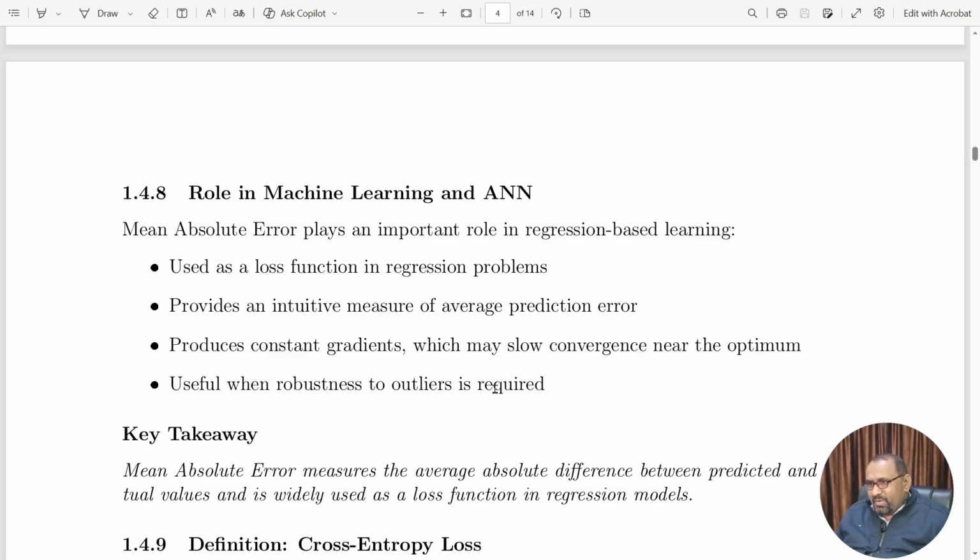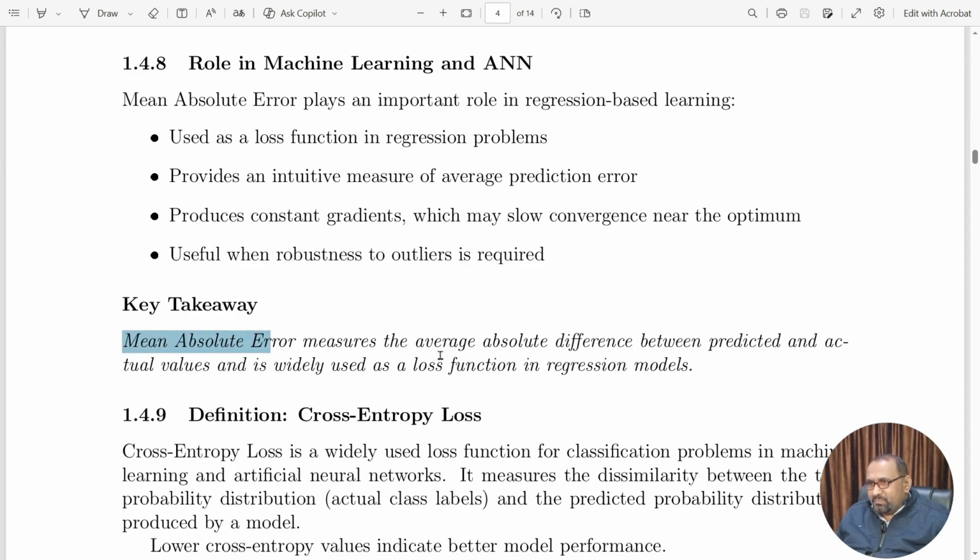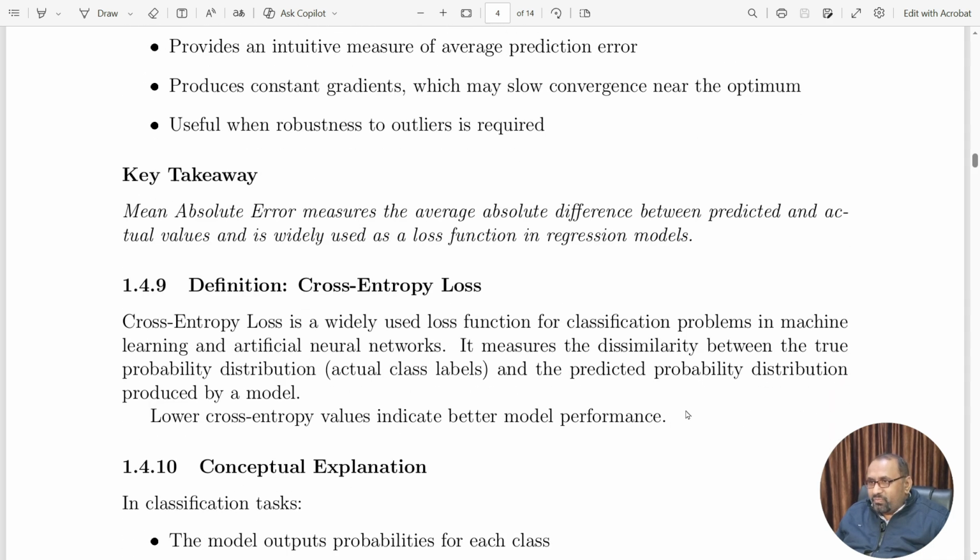The main key point to keep in mind is that mean absolute error measures the average absolute difference between predicted and actual values and is widely used as a loss function in regression models. Now the third one is the cross entropy loss. The definition is: cross entropy loss is a widely used loss function for classification problems in machine learning and artificial neural networks.